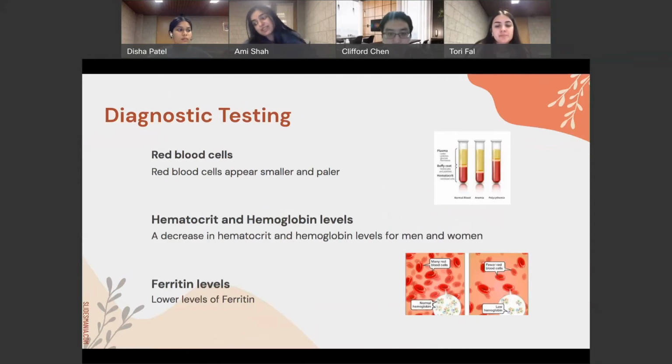In patients with suspected iron deficiency anemia, there are multiple tests to confirm their iron levels and whether they're low. One of the big ones is looking at the red blood cells, and if the red blood cells appear to be smaller and paler, it shows they have low iron. And then you can look at the hematocrit and hemoglobin levels, and if there's a decrease in both those levels in men and women, that would demonstrate they have a loss in iron. And finally, you could also look at ferritin levels, and again, lower levels would indicate this.